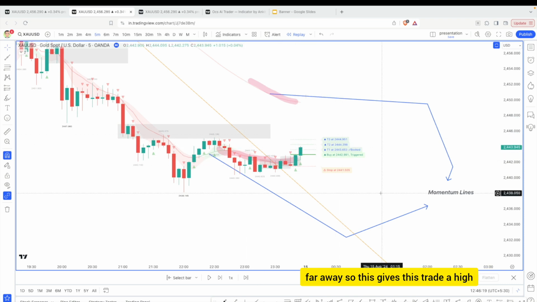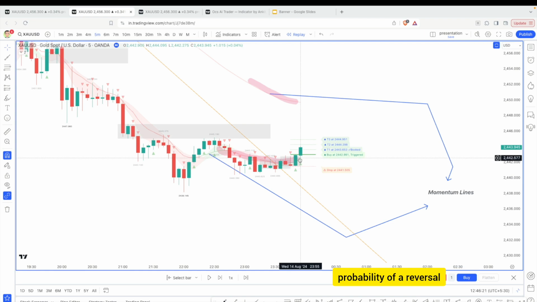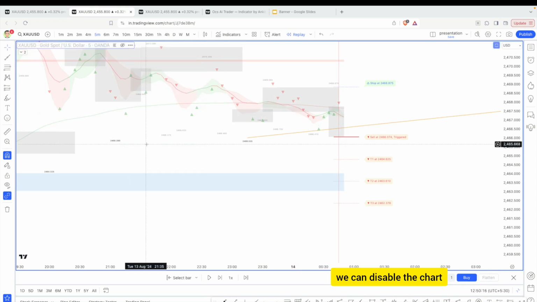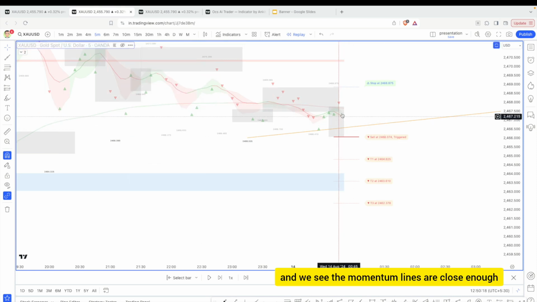So this gives this trade a high probability of a reversal. Similarly, at this point the momentum lines are close enough, like we can see over here. We can disable the chart and we see the momentum lines are close enough over here, you see. Now this gives the signal a high probability to retrace back.